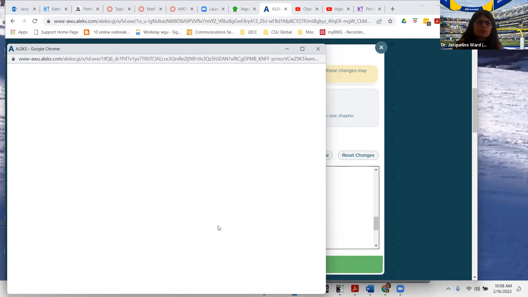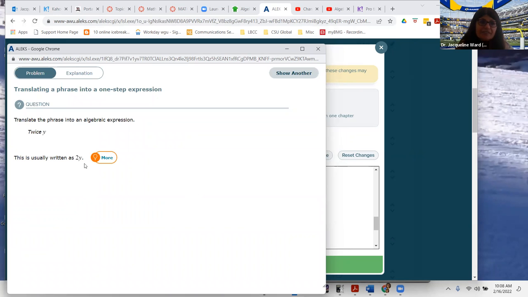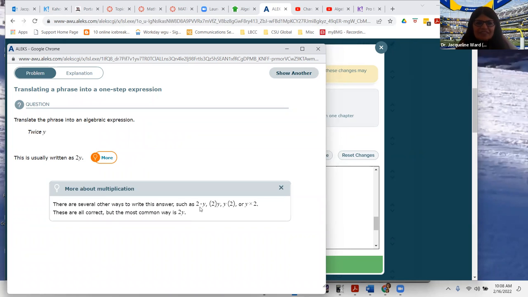Okay, I'll let you guys do one. Well, they already give you this one. Twice y, that means 2 times y. And they show different ways of writing that multiplication, right? 2 dot y, 2 in parentheses, et cetera. But most commonly, we just write 2y.